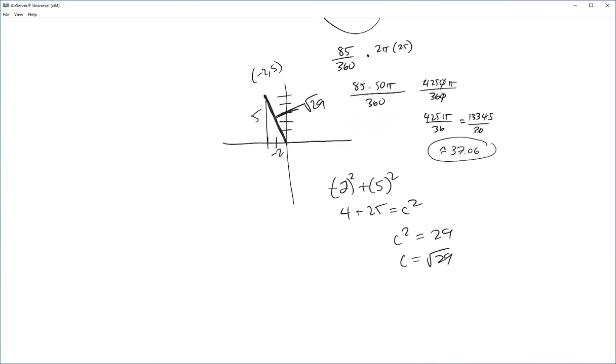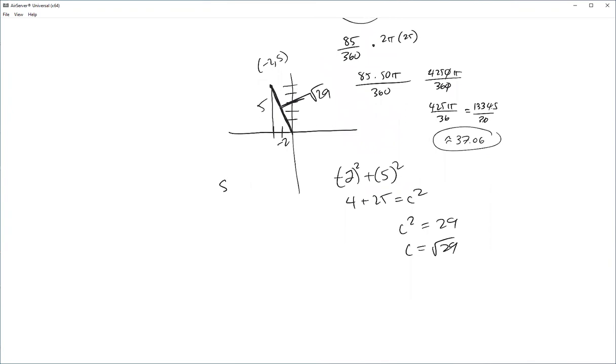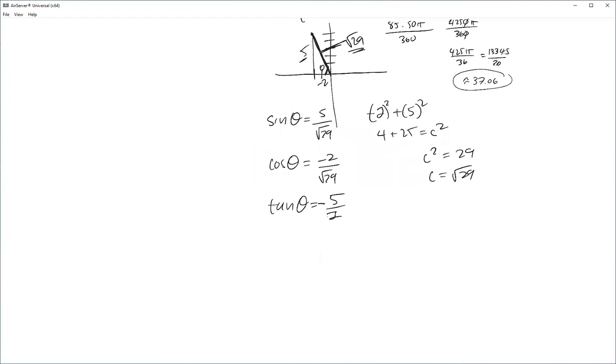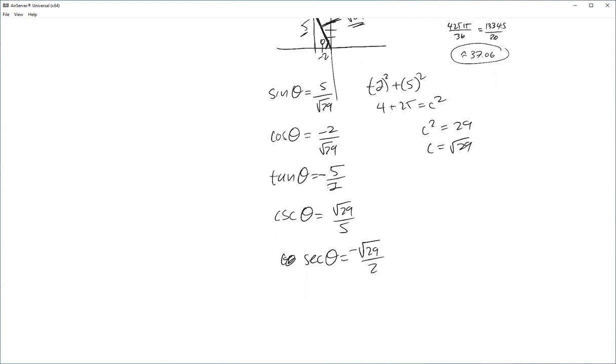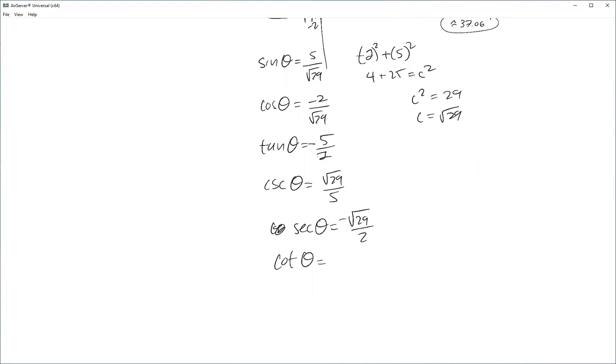So if you want to get the 6 trig functions, they are: the sine of theta, this is theta right here, opposite over hypotenuse, which is 5 over radical 29. The cosine of theta is equal to -2 over radical 29. And the tangent of theta is equal to 5 over -2, which is -5 over 2. The cosecant, which is the reciprocal of sine, is radical 29 over 5. The cosine, sorry, the secant, my bad. The secant of theta is equal to radical 29 over -2. And then the cotangent, you're just getting the reciprocal of the tangent, so it'll be -2 over 5. So that is number 3.